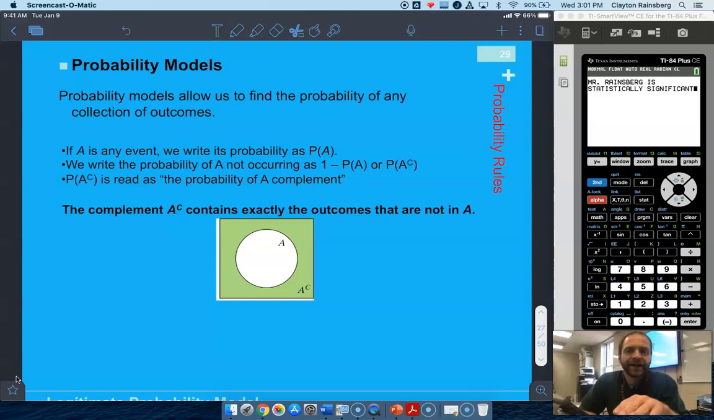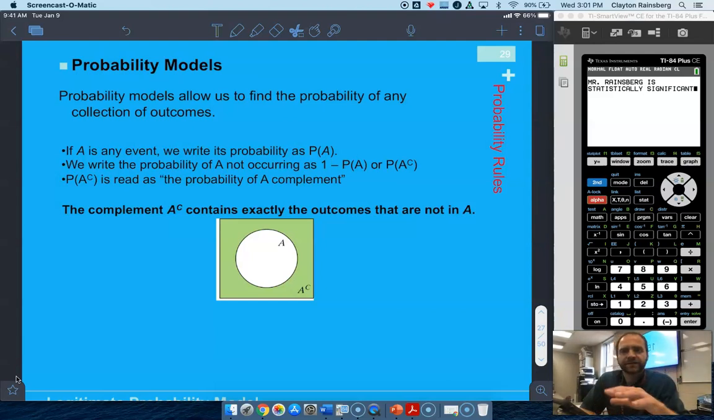And you can see that with that diagram. You have the white circle and you have the green outside part for the whole event 1, the whole square. And so the green space is not in the white space. And so therefore that's our complement of A, the outcomes that are not in it. And this just tells us how we write it and how we say it. If you want a complement, you put a superscript of C up there. And it's read as the probability of A complement, not the probability of AC.